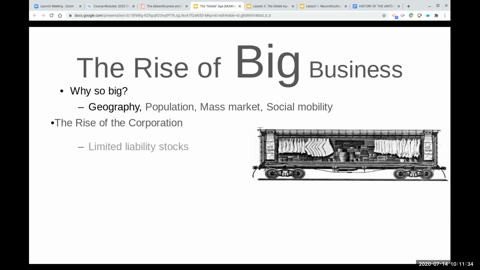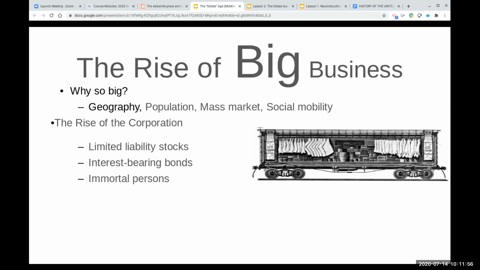So social mobility is one reason why it becomes big also. So all these reasons are why we call it big business. You also have something called a corporation, which you're all familiar with, because either you have some experience with stocks, or you have some experience with corporations, or you're obviously wearing things that were constructed by a corporation. You're on a computer that was constructed by a corporation, et cetera, et cetera.